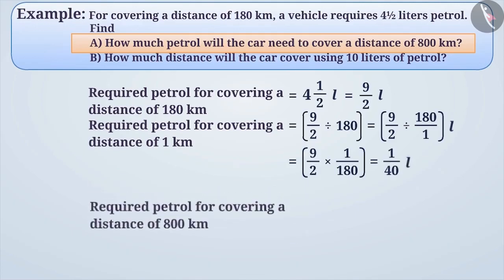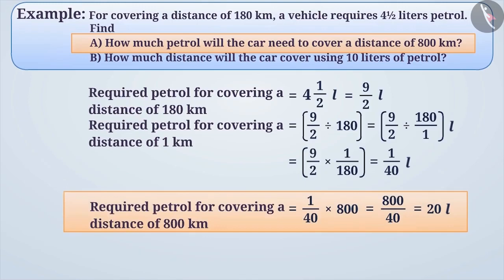Thus, petrol required to cover a distance of 800 kilometers is equal to 1 by 40 into 800, which is equal to 800 by 40, which is equal to 20 liters. This means the vehicle must have 20 liters of petrol in it.